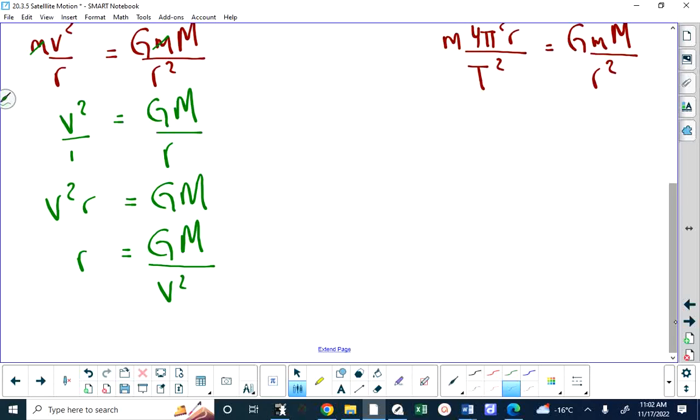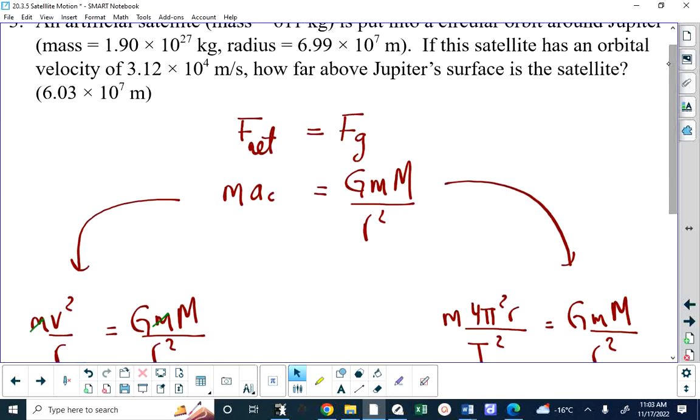Now, that's not going to be the answer. There's something else we have to consider. So I need to take G times the mass of Jupiter over v squared.